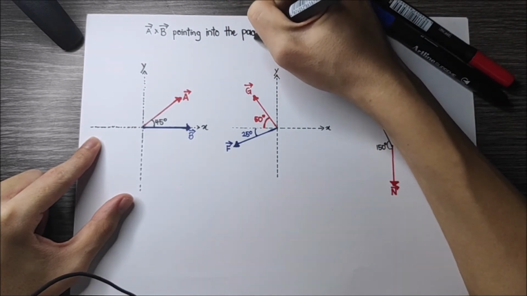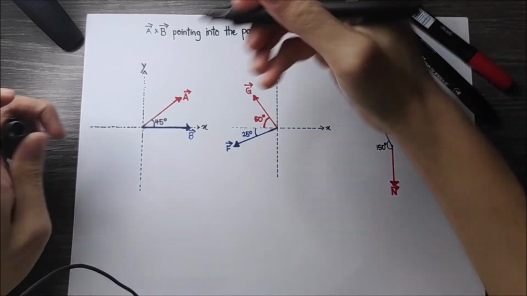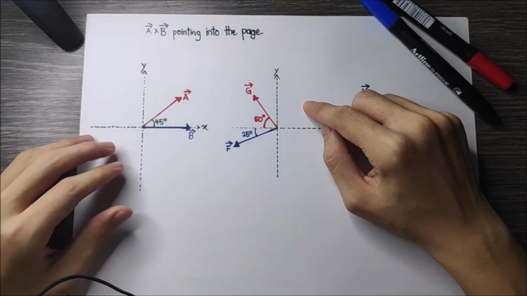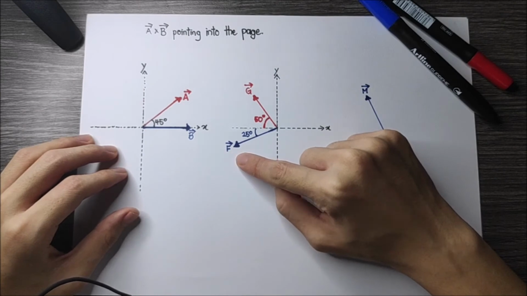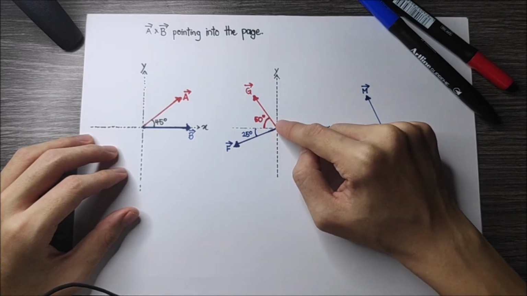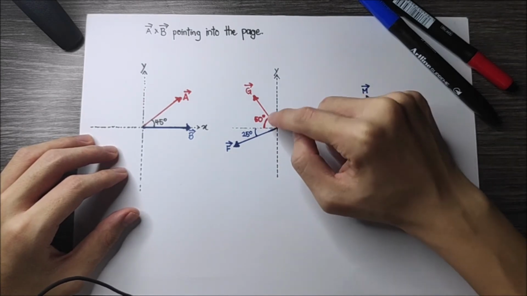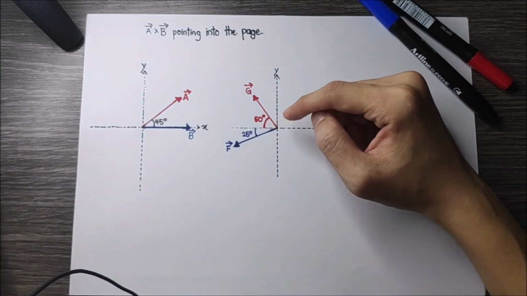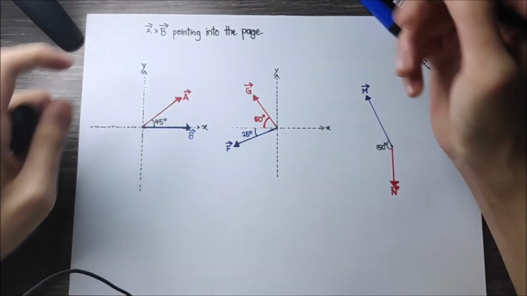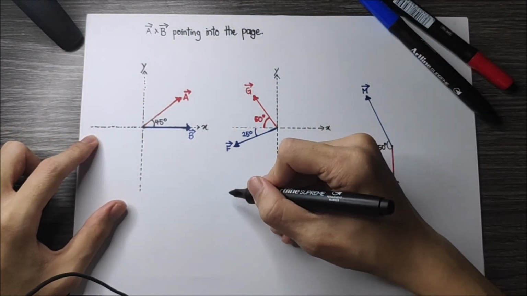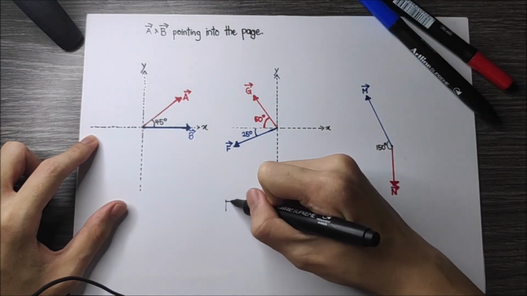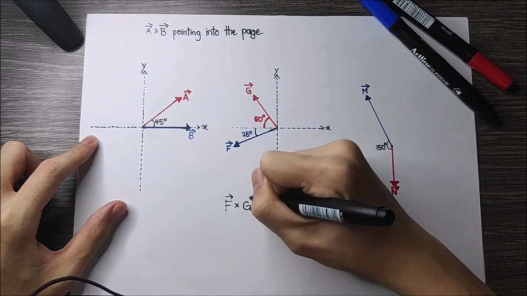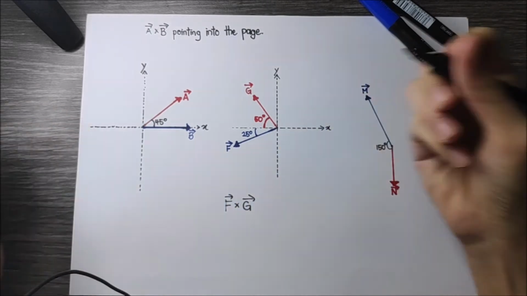Okay, let's try a few other examples so that we are familiar with this right hand rule. Let's try the second example here. Let's say I have a vector f and a vector g. Then in between them, there's 50 plus 25 degrees, so 75 degrees in between them. So let's say today I want to find the vector product of f cross g.